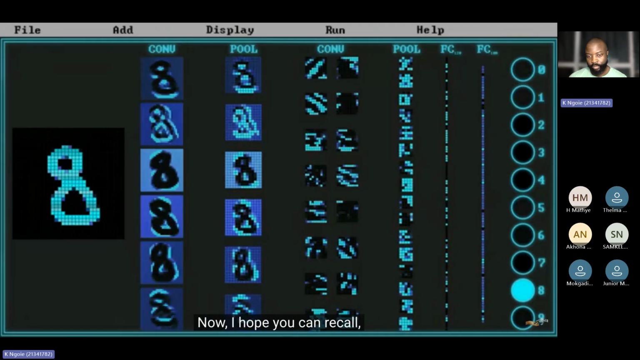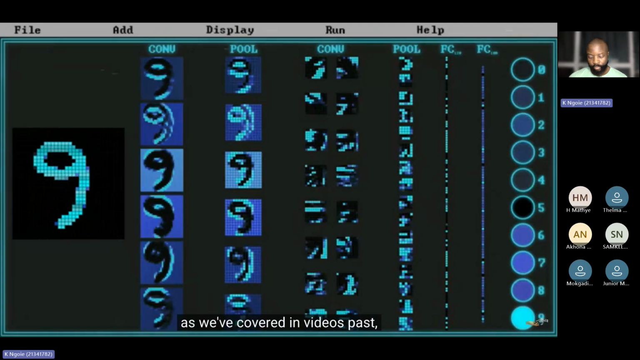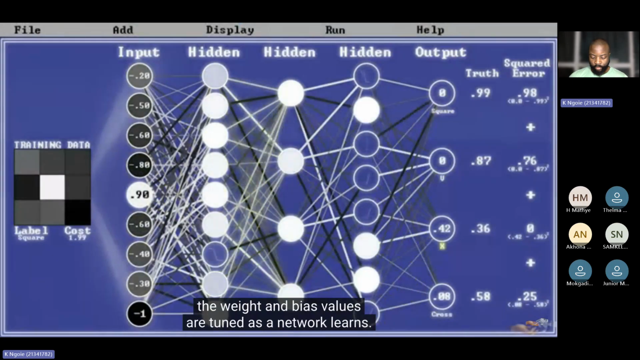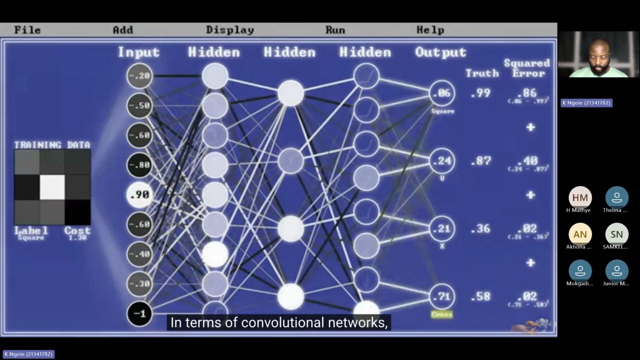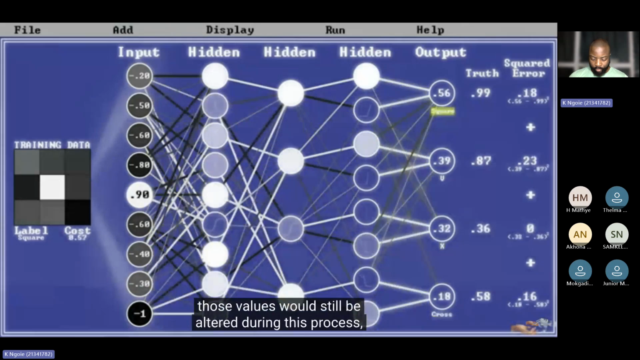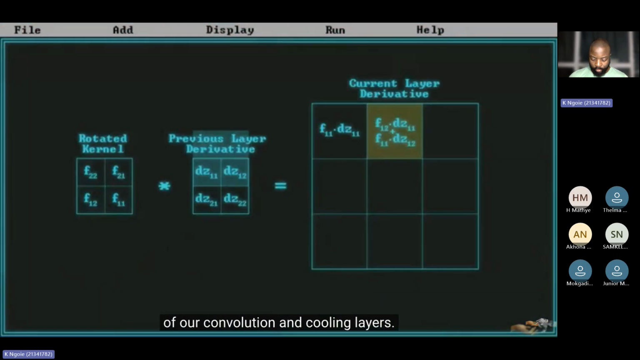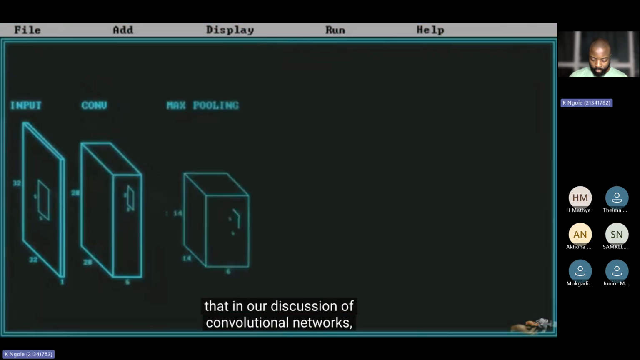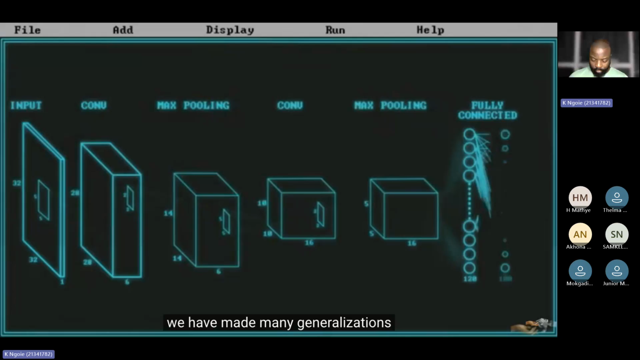Now, I hope you can recall, as we've covered in videos past, during the process of backpropagation and gradient descent, the weight and bias values are tuned as the network learns. In terms of convolutional networks, those values would still be altered during this process, and also other values, such as the kernel coefficients of our convolution and pooling layers. Now, before continuing, I want to stop and highlight the fact that in our discussion of convolutional networks, we have made many generalizations and overlooked many details.